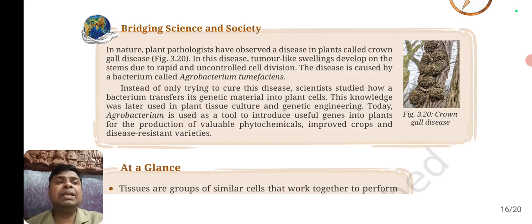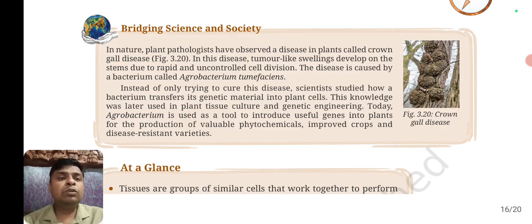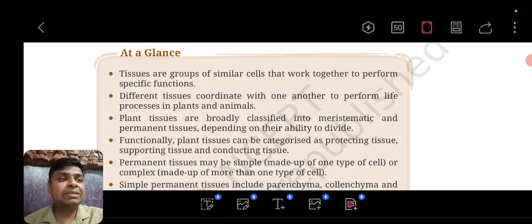Now, bridging science and society. In nature, plant pathologists have observed a plant disease called crown gall disease. This disease is like a tumor swelling, develops rapidly, with uncontrolled cell division, and causes problems. The disease is caused by a bacterium called Agrobacterium tumefaciens. Instead of only trying to cure this disease, scientists have studied how the bacterium transfers genetic material. This knowledge was used in plant tissue culture and genetic engineering today. It is a tool that can be used to transfer genes, to improve the crops, to produce disease resistant varieties. Okay, so let us revise the chapter now.